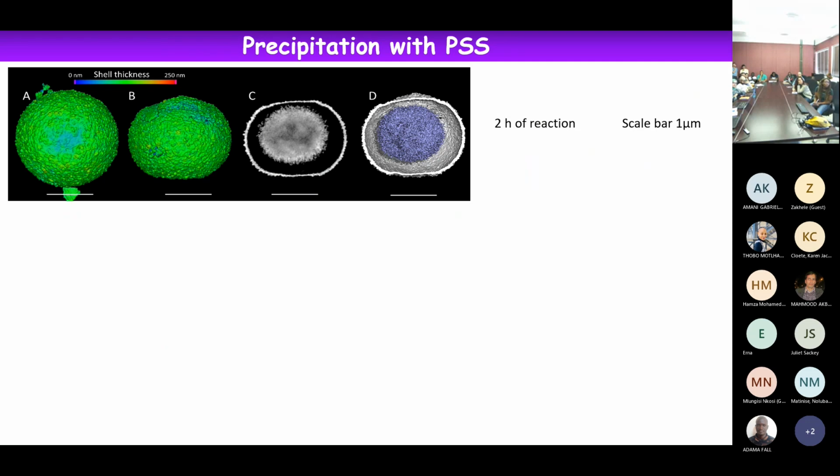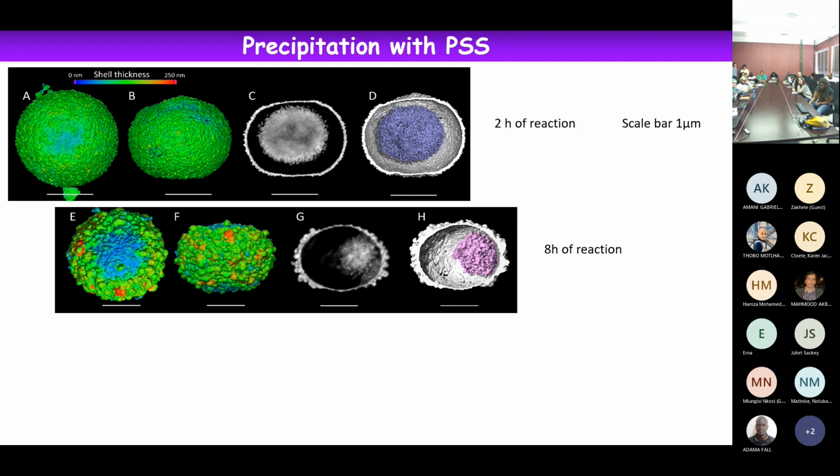And here, that's just a cut, just one part of the particles, but here it's half of the particles. So you can see the interior of the particles, you can see the crust, and you can see how it's working after 2 hours of reaction. Now, if you take 8 hours of reaction, you begin to see something even more different.